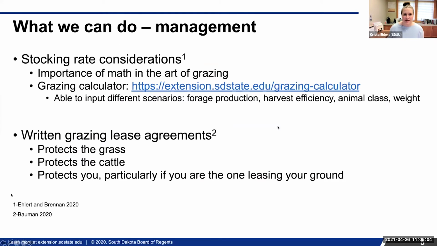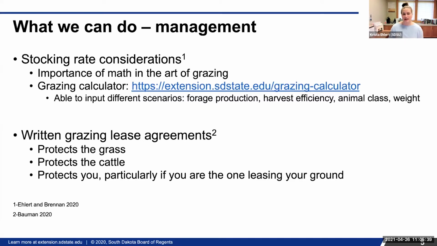What that means in terms of management is you should consider your stocking rate. We're all familiar with how grazing is both an art and a science, but there's also math involved, and that comes in with stocking rate considerations. Myself and Dr. Jameson Brennan, he'll also be talking today, we've developed a grazing calculator, and you can find it at extension.sdstate.edu. In the upper right-hand corner, search for grazing calculator, and you will come to it that way.